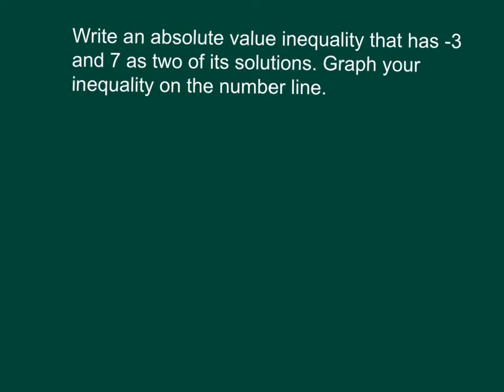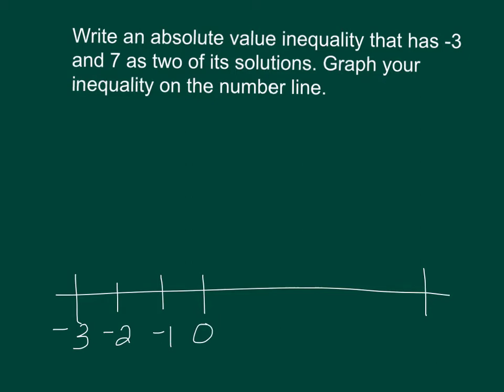Okay, well, first of all, let's draw ourselves a number line here. The easiest way is to draw a number line that goes from -3 all the way to 7. Now to start this off, we want -3 and 7 as our solutions, so we're going to show dots there. And what we're going to do first is find the middle between -3 and 7.